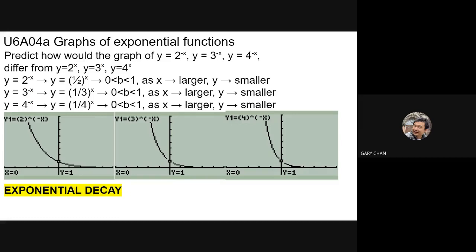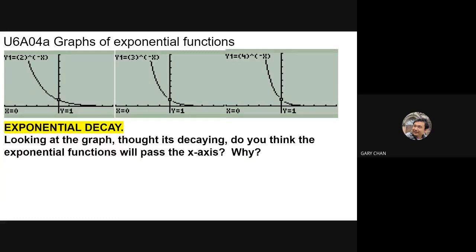Something else I want you to take a look at. So looking at the graphs, though all three graphs are decaying, do you think that the exponential functions will pass the x-axis at any point? Why or why not? If you're thinking that 2 to the x will never ever dip below 0, nor will 3 to the negative x, nor 4 to the negative x, you're absolutely right.